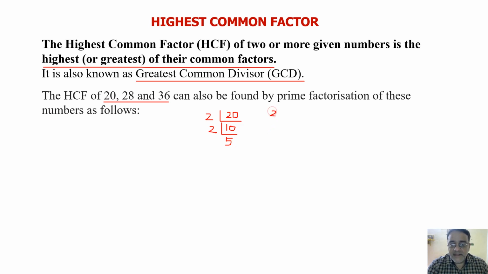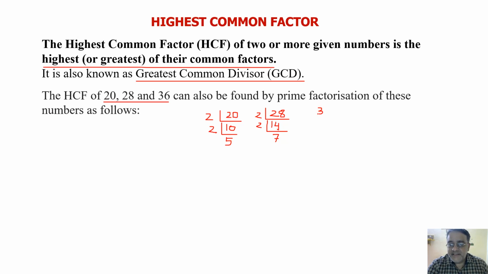Next number is 28. First you divide it by 2. You will get 14. Again you divide it by 2. You will get 7. Now stop, because 7 is a prime number.